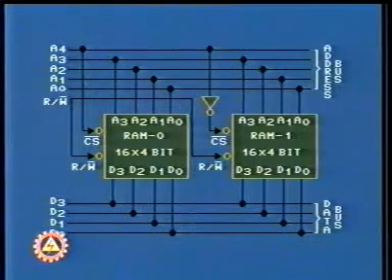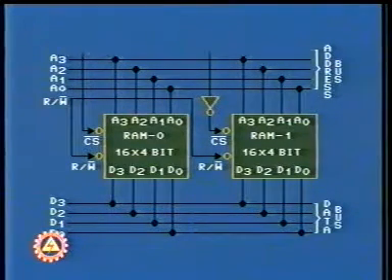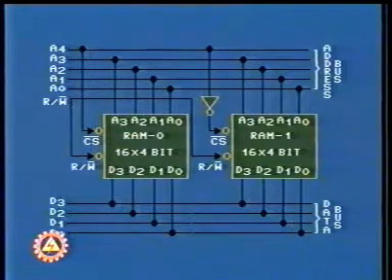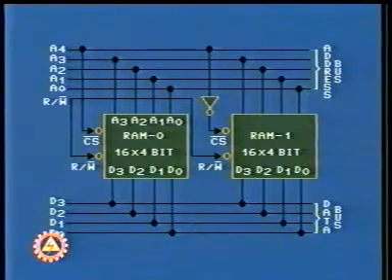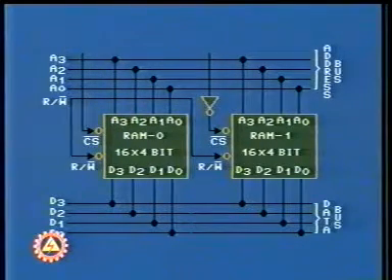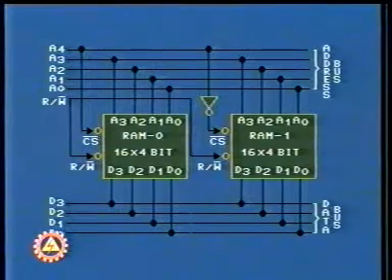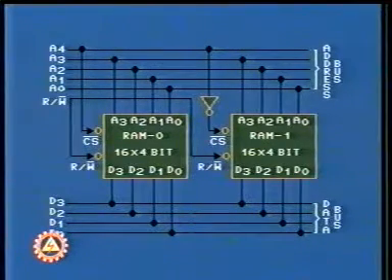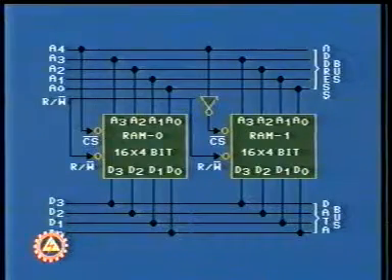For selection of 32 different locations, the CS bar input is used as the fifth address input, A4. The address lines A3, A2, A1 and A0 are connected to the address input of each chip. When A4 equals 0, RAM 0 is active, whereas when A4 equals 1, RAM 1 is active.